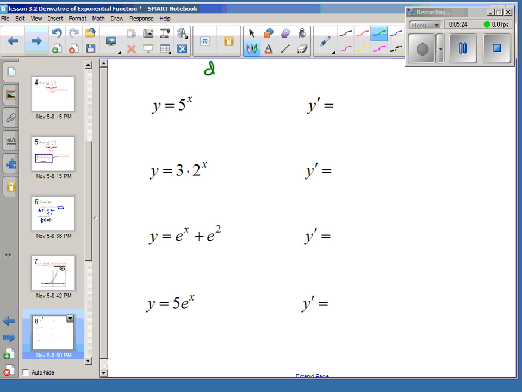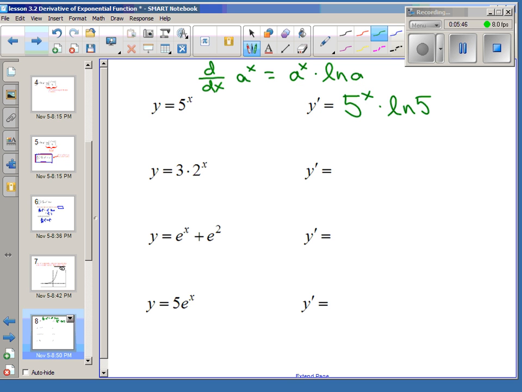So our rule for derivatives of exponential functions, say we have some base a to the x power, is a to the x times the natural log of a. So in this case, when we have the function y equals 5 to the x, the derivative is 5 to the x times the natural log of 5. And that's it.